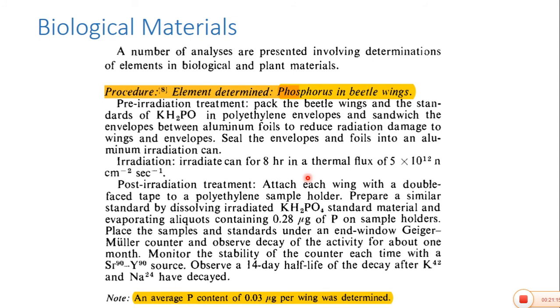So what is the post-irradiation treatment? Attach each wing with double-faced tape to a polyethylene sample holder. Prepare a similar standard by dissolving irradiated potassium biphosphate standard material and evaporating aliquots containing 0.28 microgram of phosphorus on sample holders. Place the sample and standard under an end-window Geiger counter and observe the decay of the activity for about 1 month. Monitor the stability of the counter each time with a strontium-yttrium source.